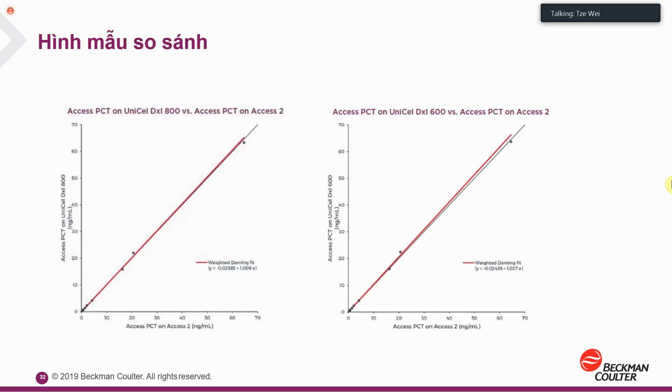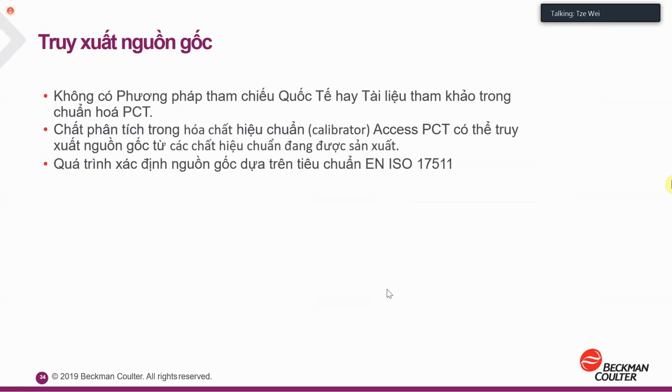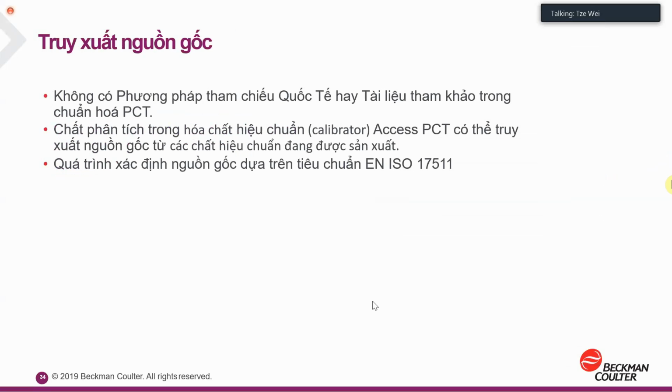This is looking at platform comparisons, comparing the DXI 800 to XS2, and this is comparing DXI 600 to XS2. So overall, you can see that the correlations across different Beckman Coulter platforms is strong. When we're looking at cross-reactivity and interference, we do not see significant cross-reactivity, and these are all the compounds that we have tested for interferences. I would also like to highlight here that it is not susceptible to biotin interference, as this assay does not use streptavidin biotin particle chemistry. It uses alkaline phosphatase format. So I think for patients who may be on long-term biotin supplements, this can matter quite a bit.